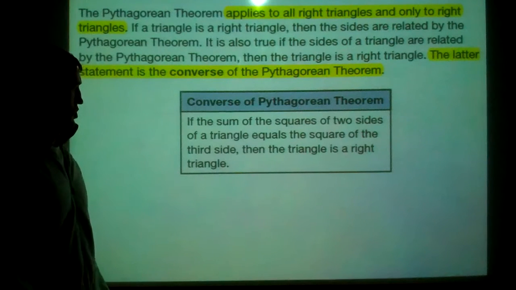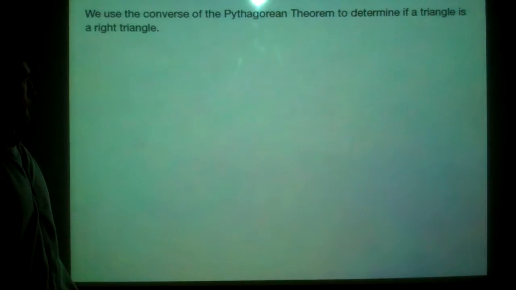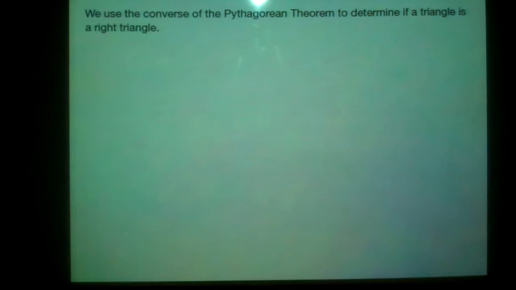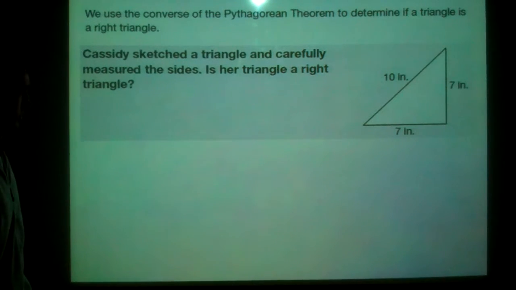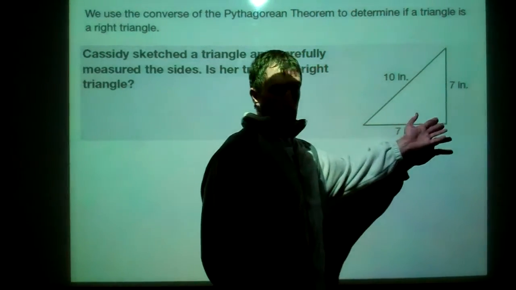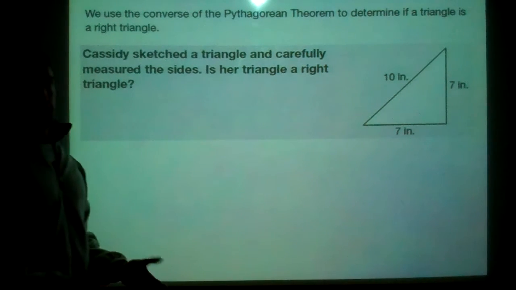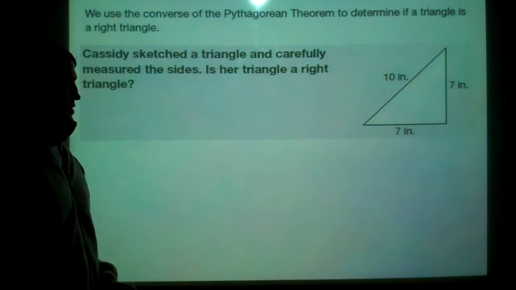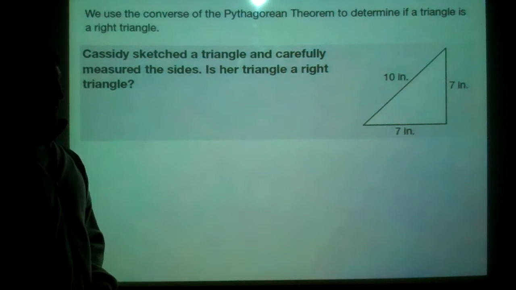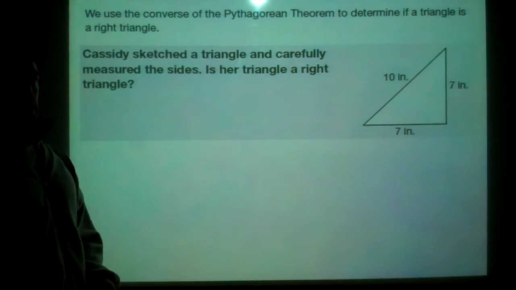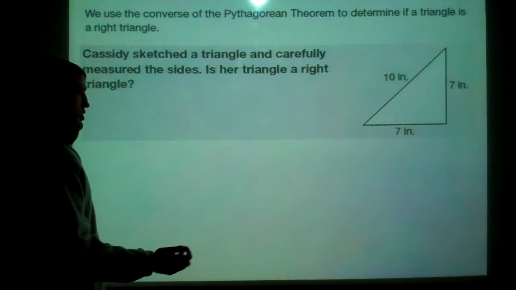Basically what I'm going to do is show you an example of this so that it's not as confusing. So we're going to use the converse of the theorem to determine if something's a right triangle. Basically it's what we just did. Let's say we have a triangle here and we think it might be a right triangle, but we're not really sure. We can actually determine that by the sides. So basically the converse says you can take your sides, and if they follow the Pythagorean theorem, then you have a right triangle. So we're going to check that.